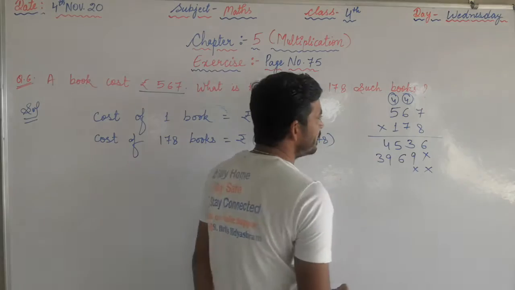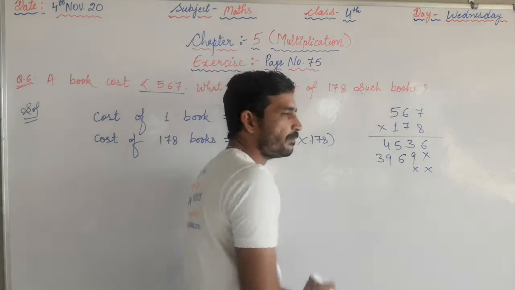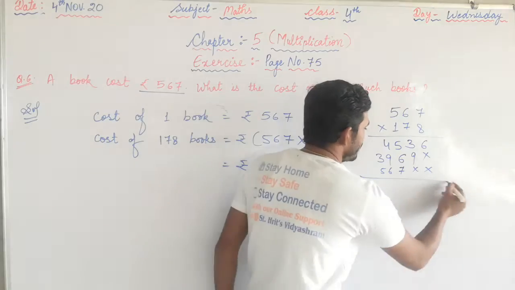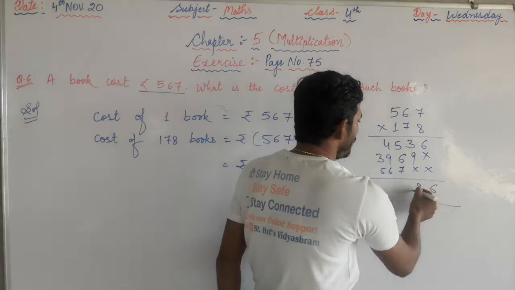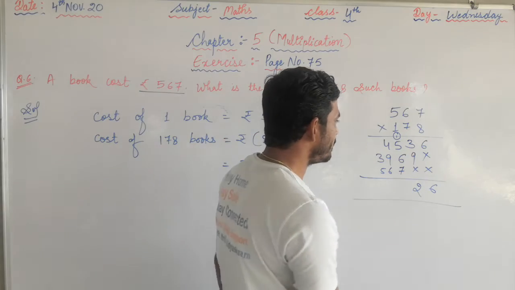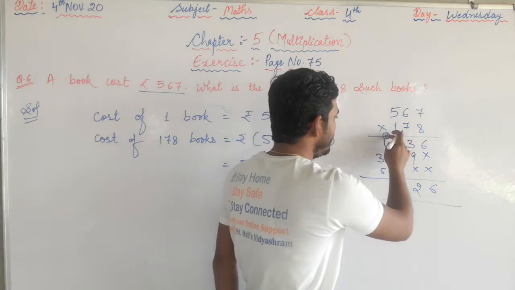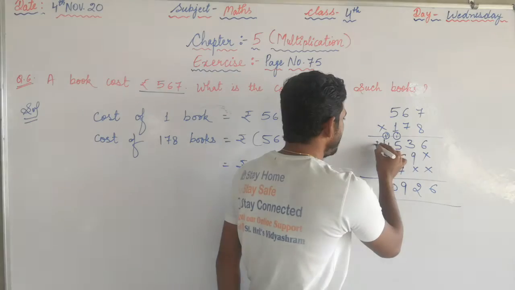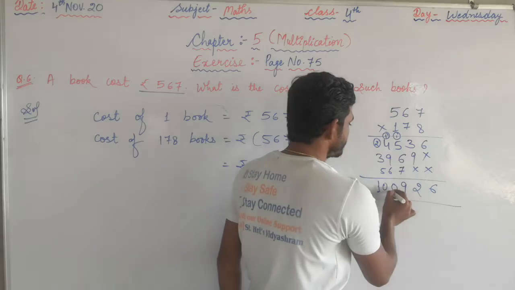Put the double sign of multiplication here, and you know very well, if 1 is multiplied with a number, you get the same number, that is 7 6 5. Now simply you have to add here. 6, 9 plus 3, 12, 2 carry 1. 5 plus 1, 6, 6 plus 6, 12, 12 plus 7, 19, 9 carry 1. 9 plus 1, 10, 10 plus 4, 14, 14 plus 6, 20, 0 carry 2. 3 plus 2, 5, 5 plus 5, 10.